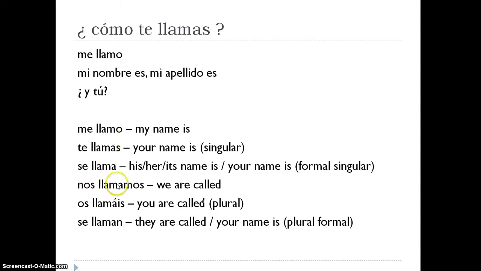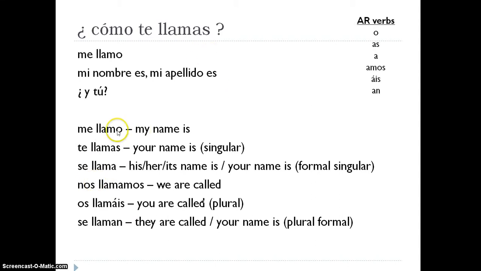So if you want to say, what is his name? ¿Cómo se llama? What is her name? ¿Cómo se llama? Or what is their name? ¿Cómo se llaman? And then we use the se llaman and se llama as part of our answer.